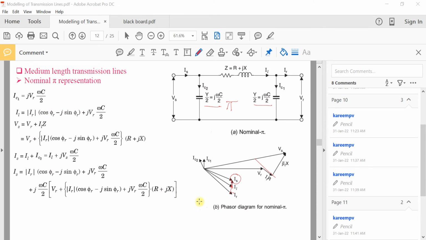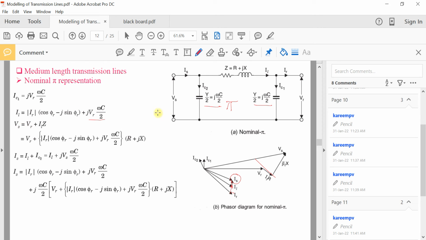That can be obtained from here, because here you have IL is the vector sum of IR and IC1. So IR can be written as IR cos phi R minus j sin phi R, because this is the angle phi R, and the x component will be positive and the y component, or the imaginary component, will be negative. That is why we have taken negative here, and plus j VR omega C. This is the expression for IC1 that we have already seen. So IL in terms of IR and VR is this expression.